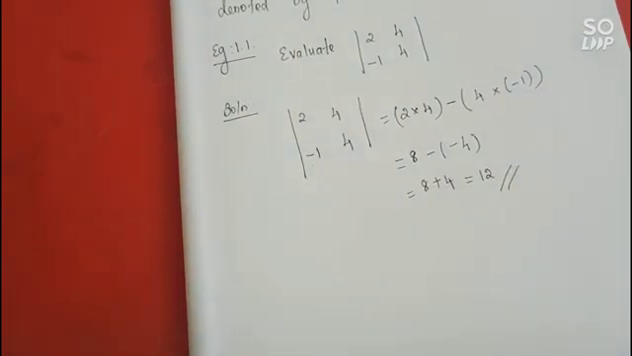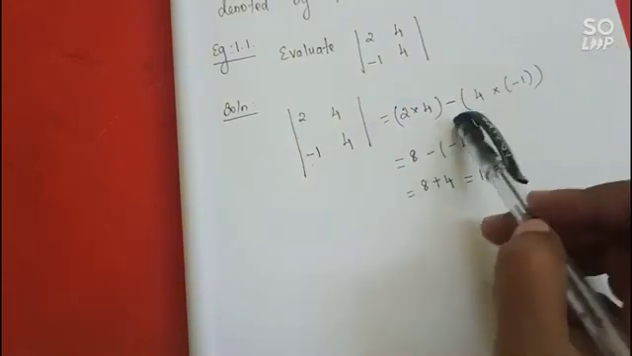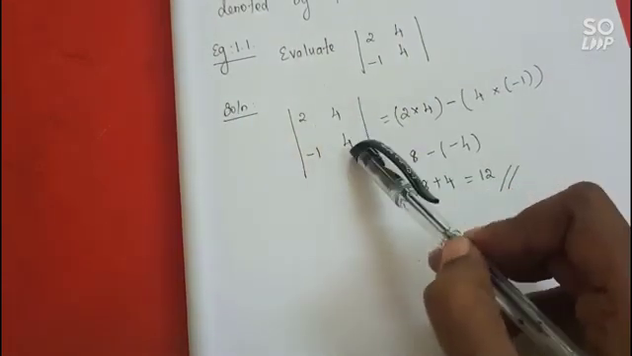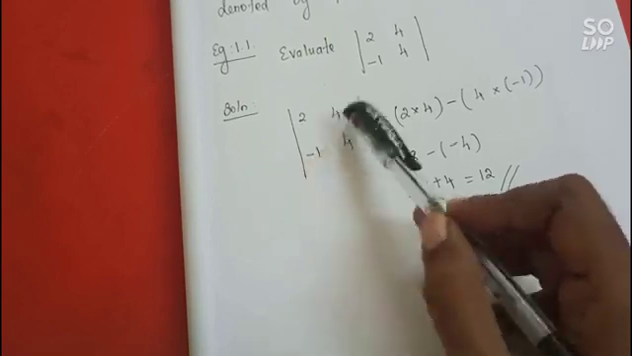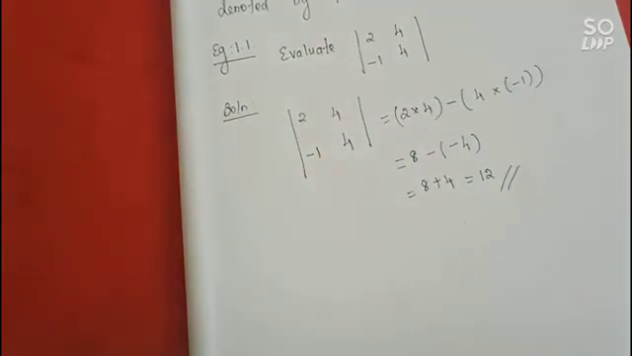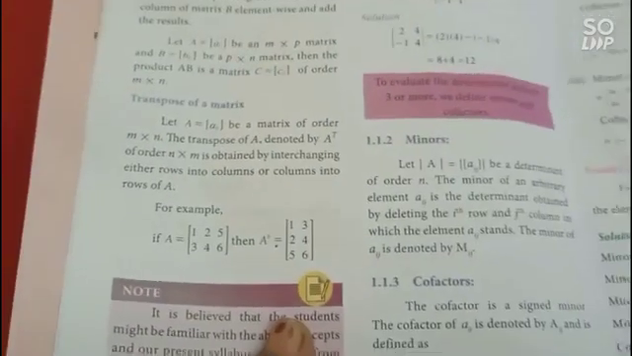Got it? Understand? Okay. So don't get confused about the symbol in the center, minus: 2 into 4 minus 4 into minus 1. Understand? Okay, that's all. Example 1 over. Then next we are going to learn minor.